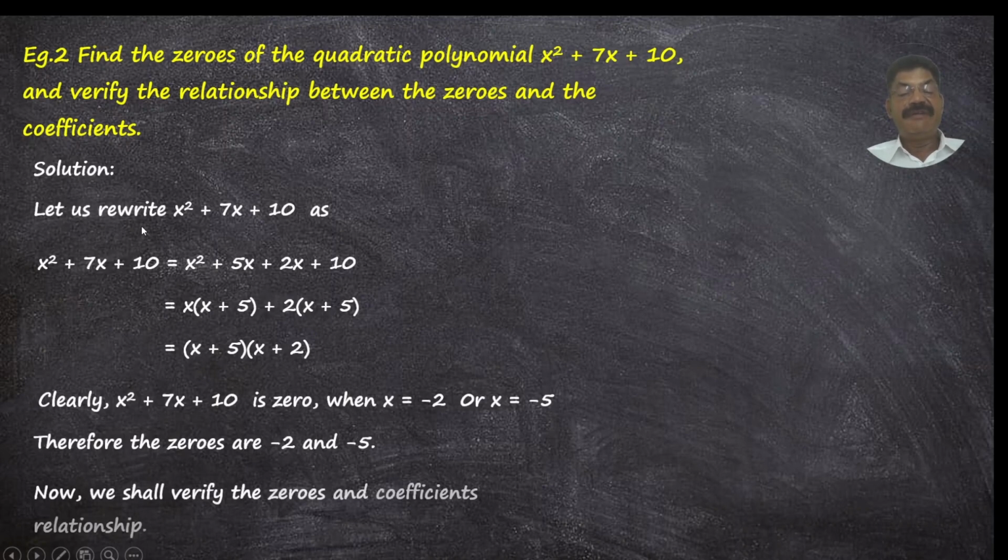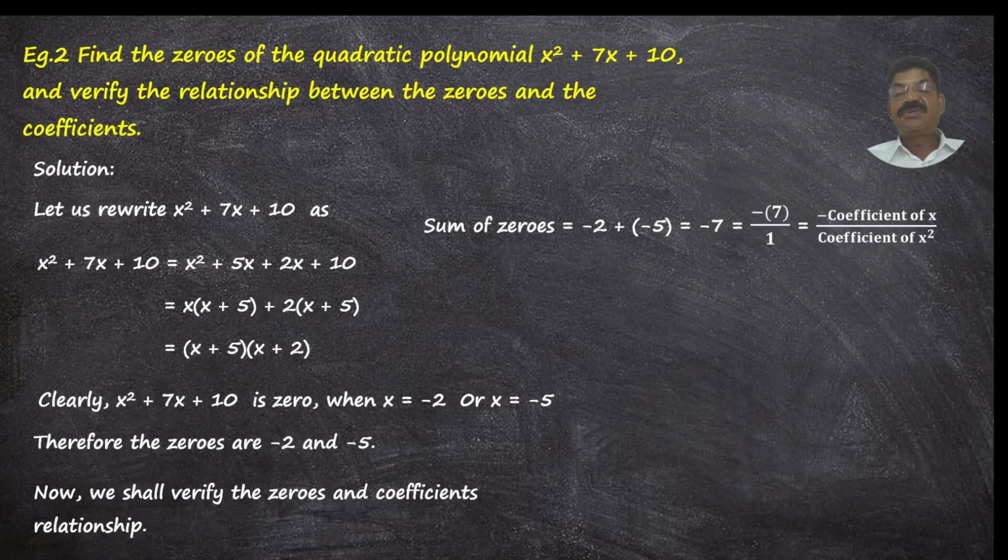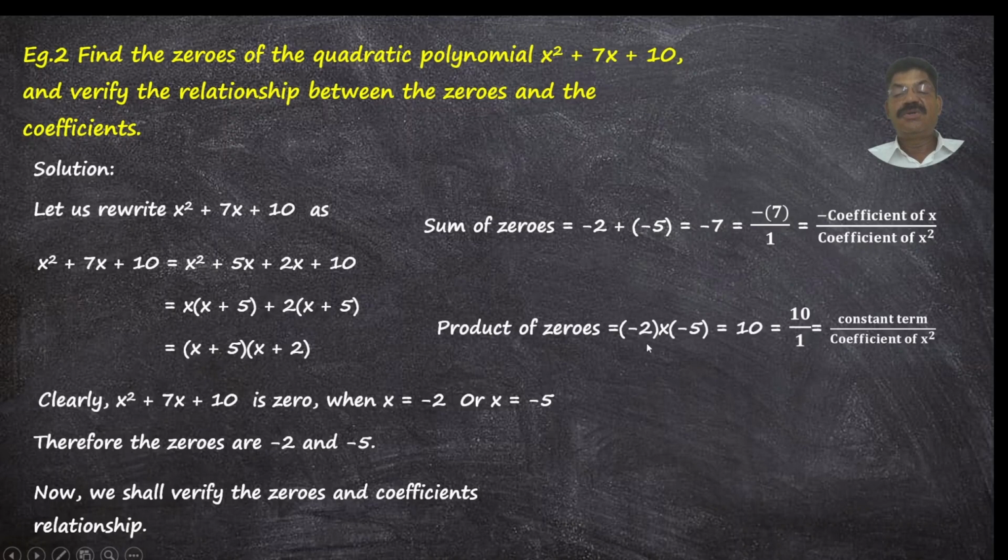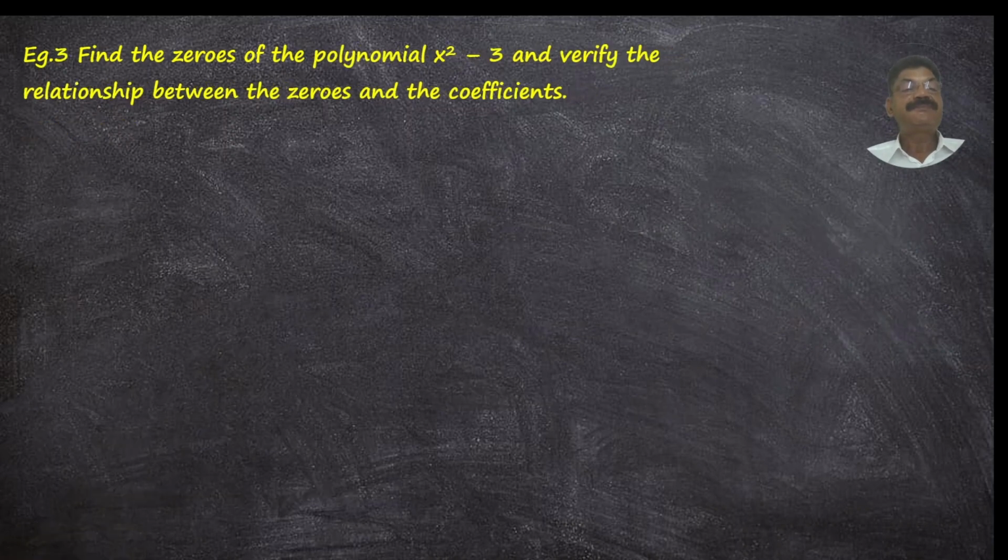We are going to verify the relationship between the zeros and coefficients. Sum of zeros: minus 2 plus minus 5, which is equal to minus 7. Whether it is equal to minus coefficient of x divided by coefficient of x square? Yes. Minus 7 divided by 1, which is also minus 7. Similarly, product of zeros is equal to minus 2 into minus 5, which is equal to 10, equal to 10 by 1, which is equal to constant term divided by coefficient of x square. Hence, the relationships are verified.